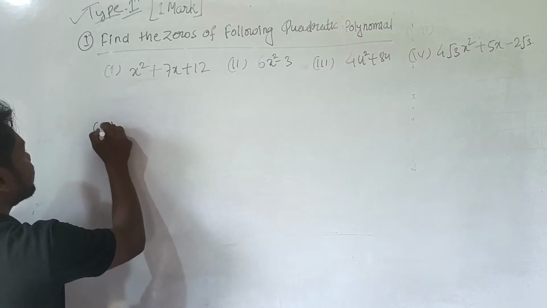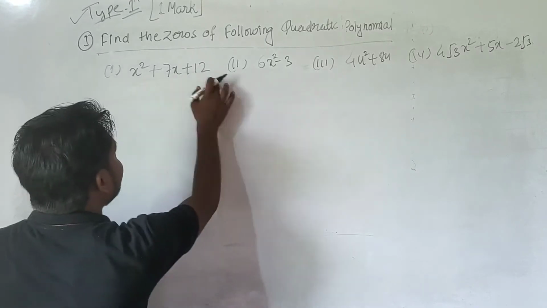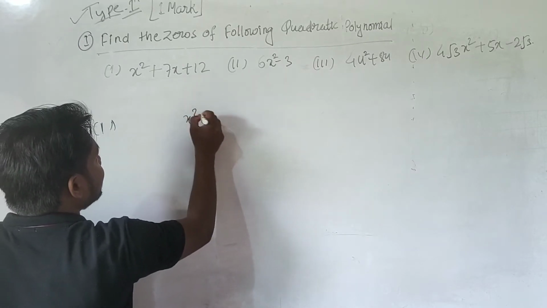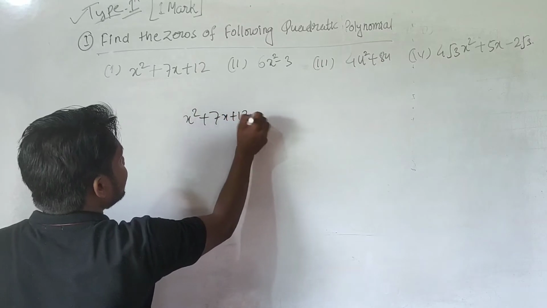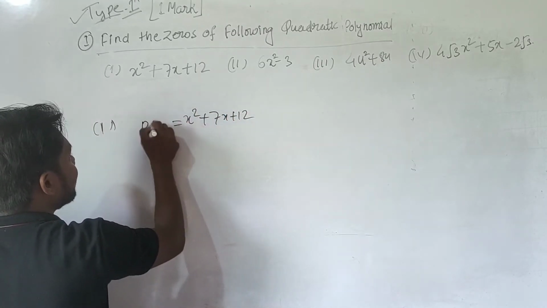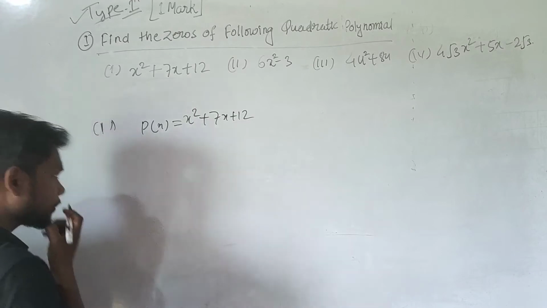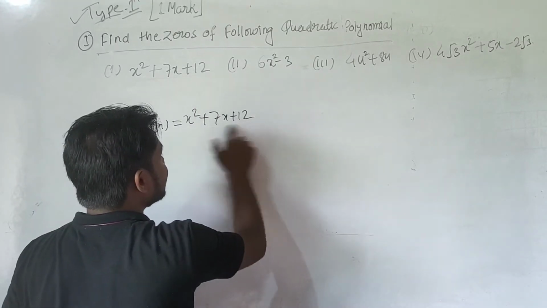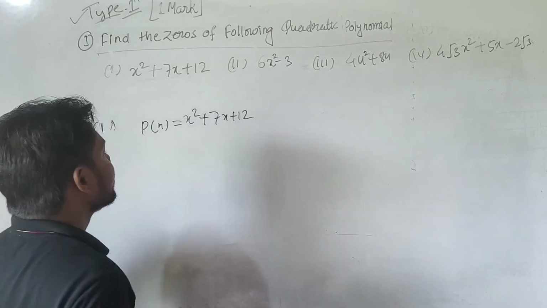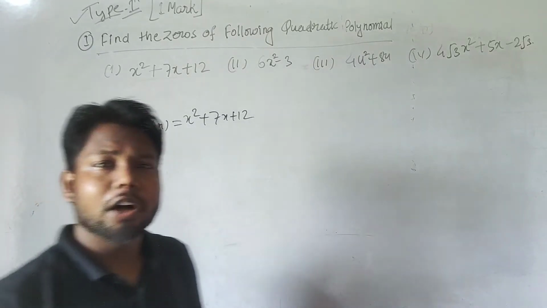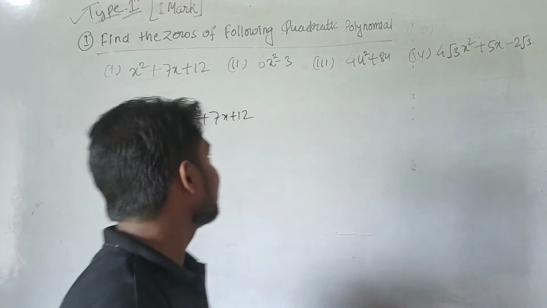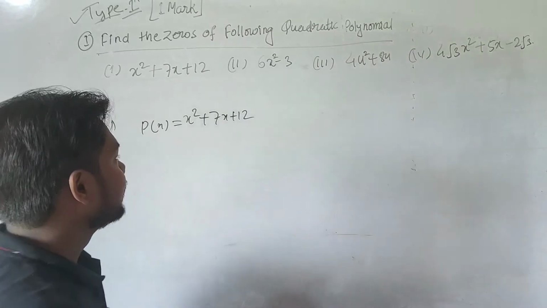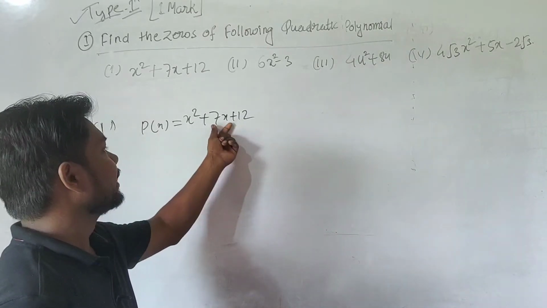So for question number 1, we have a given polynomial x square plus 7x plus 12. Suppose this polynomial be p of x. We will first factorize the polynomial. You know how to factorize a quadratic polynomial. For this, we will use the splitting the middle term method.